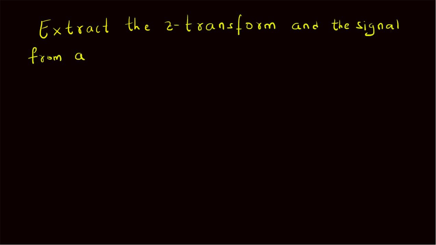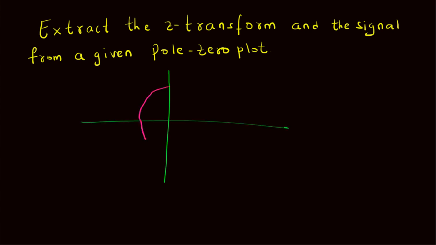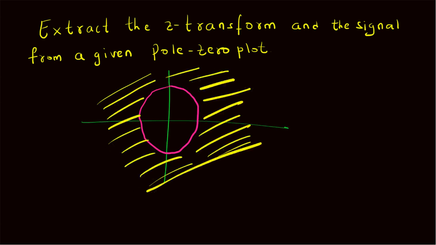Hello, welcome. In this short video, let us look at an example illustrating how to extract the Z transform and the corresponding signal from a given pole-zero plot. So given the following pole-zero plot, we are given two zeros and two poles.